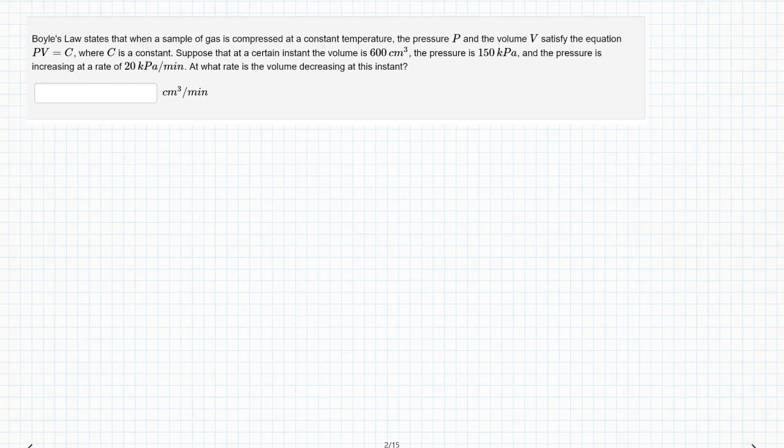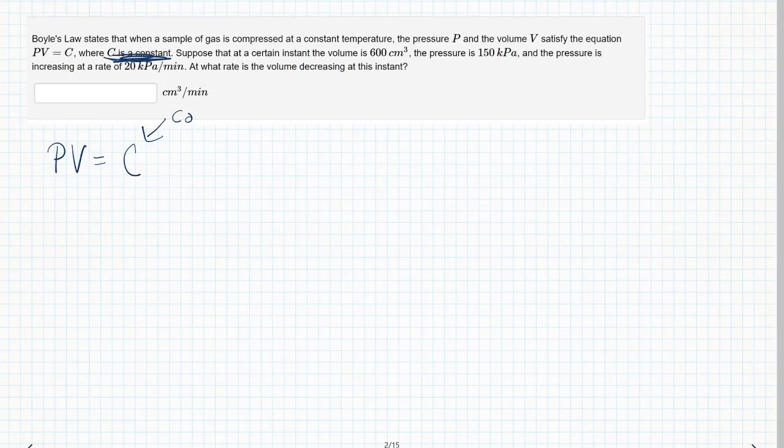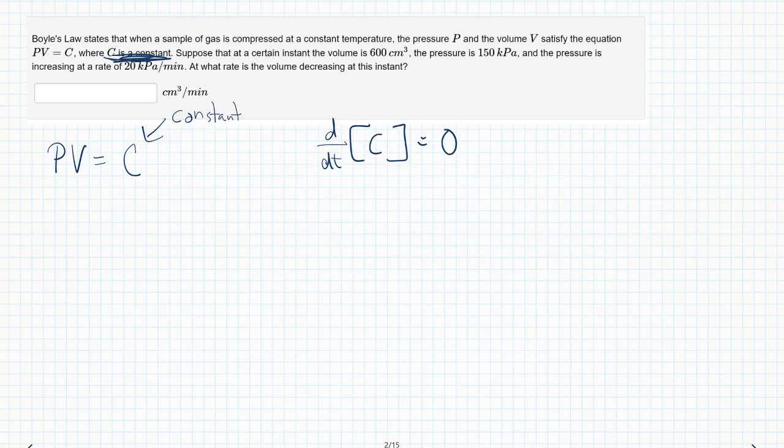Okay, so it doesn't look like we're going to need a drawing in this one. It looks like the formula is even given to us, so that makes our life a little bit easier. So we have PV equals C. But the big thing that I like to point out is this C. Anytime you see something labeled as a constant, make sure you know that, because if that's a constant, that means d dt of C equals 0. Okay, so keep that in mind. That's going to make our life a little easier here.